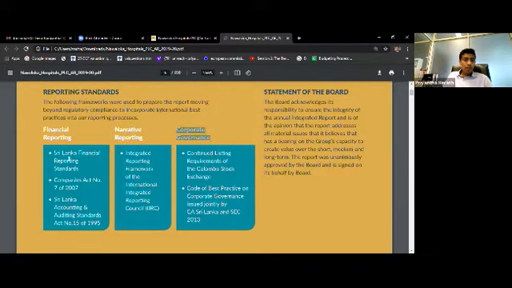For financial reporting, Sri Lanka Financial Reporting Standards are used. In other words, we call it the SLFRS, or International Financial Reporting Standards. So they use International Financial Reporting Standards, so Sri Lanka Financial Reporting Standards, right? And also Companies Act number 7 of 2007, right?